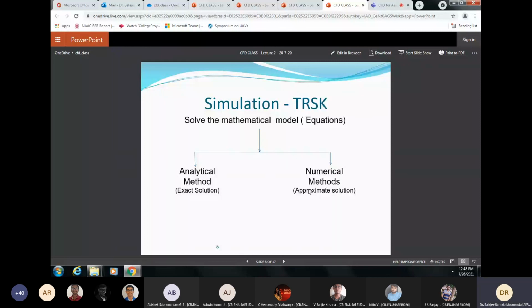Whereas the numerical methods give approximate solutions to the mathematical model. So now we have two layers of approximation. One is the approximation made in the physical model, which is inherent in this mathematical model, plus the approximation by which that mathematical model is solved.